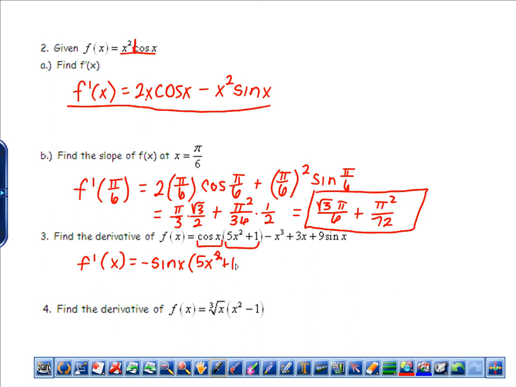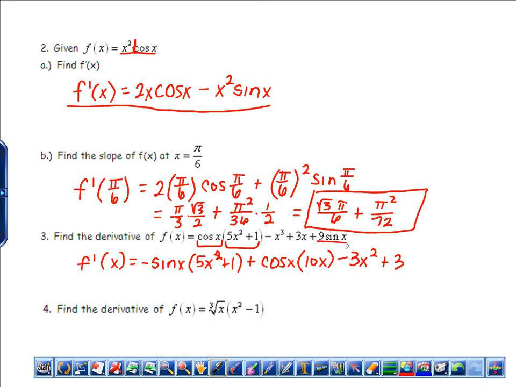Get that looking like a squared. All right, now plus, this time I'm going to have cosine x times the derivative of the second part. So we have cosine x times the derivative of 5x squared, which is 10x, and the derivative of 1 is 0. Okay, now minus x cubed, well the derivative of that is minus 3x squared, that's the power rule coming into play, plus the derivative of 3x, which is 3, plus the derivative of 9 sine x.